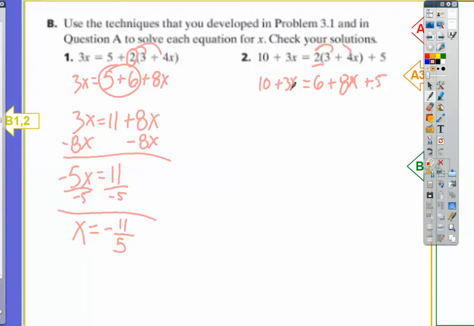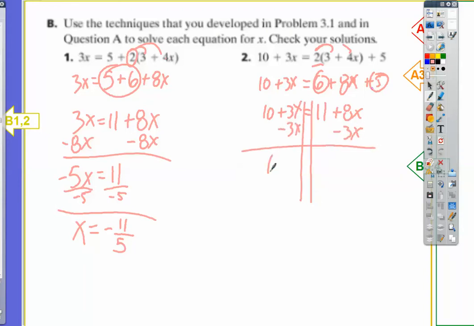So then, let's combine the similar terms. So we have 11 plus 8x is equal to 10 plus 3x. Let's subtract 3x, subtract 3x. So we get 10 is equal to 11 plus 5x minus 11, minus 11. And so I get negative 1 is equal to 5x, divided by 5, divided by 5. So I get x is equal to negative 1 fifth.